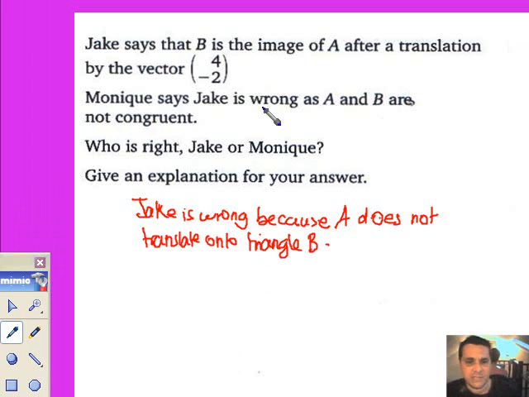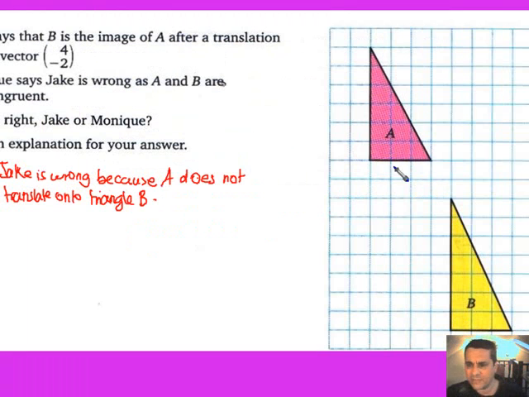Now what about Monique? Monique says Jake is wrong. Fine, that's not good enough. As A and B are not congruent. Well, are they or aren't they? Let's just take a good look. Well, let's have a look at A. A is 3 units across. In other words, it's got a base of 3 units, but so has B. What about the height? Right, A's height, 1, 2, 3, 4, 5, 6. B's height, start from here, 1, 2, 3, 4, 5, 6, 7.